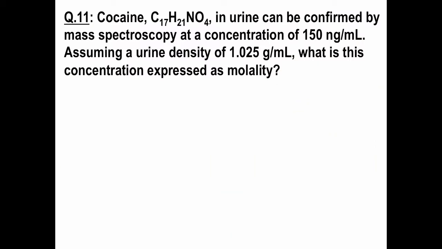Let's start with question 11, which is one of the questions that was skipped over during this week's class. It deals with the drug cocaine, and the presence of cocaine in a person can be determined by testing their urine, and mass spectroscopy is able to detect cocaine in urine at a concentration as low as 150 nanograms per milliliter. So the question is, what is this concentration as a molality?